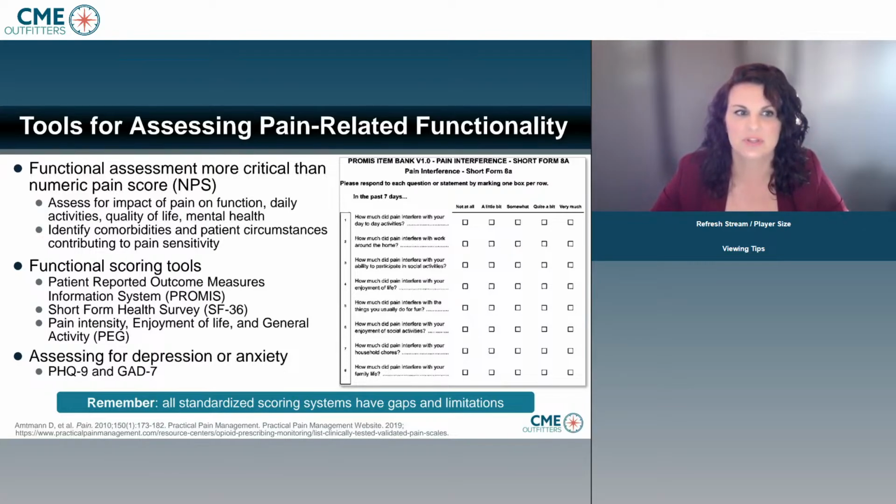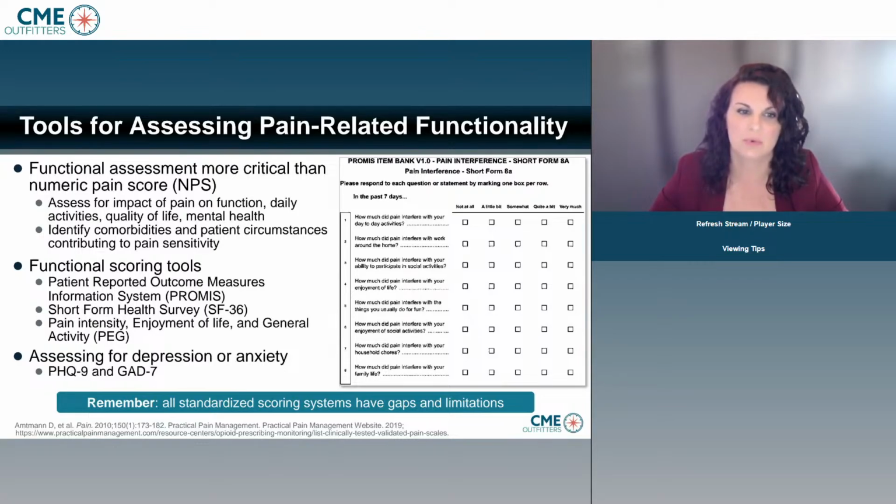It's actually a really short questionnaire where you say, on a scale of 0 to 10, what has your pain been on average over the last 7 days? On a scale of 0 to 10, how has your pain impacted your enjoyment of life? 10 being it completely interferes. And then general activity with the same question, similar to enjoyment of life. That's a quick way to assess functionality and impact of pain on patients' lives.